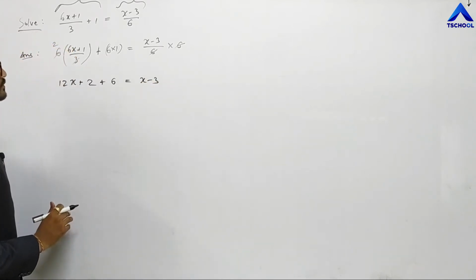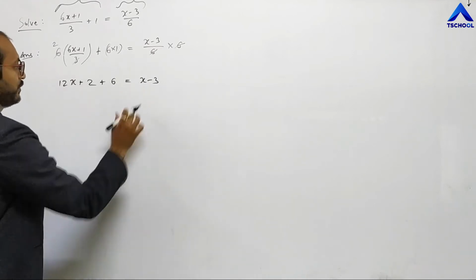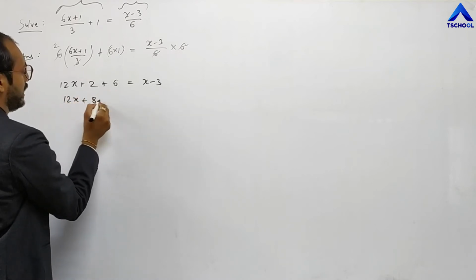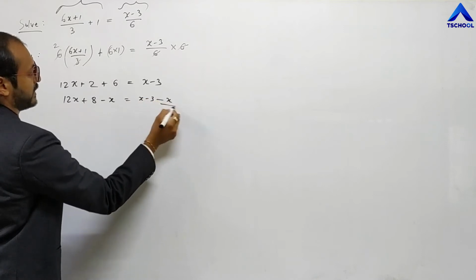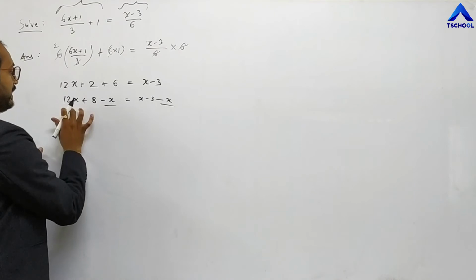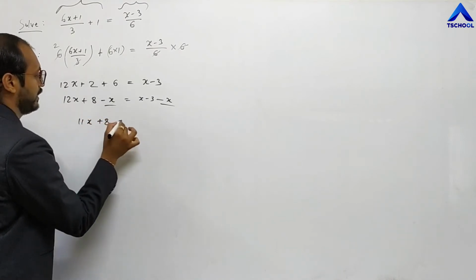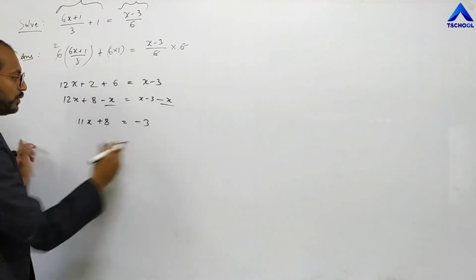Now, what is here? Let me remove this. By subtracting x on both sides, 6 plus 2 is 8, minus x equals x minus 3 minus 6. We are subtracting x on both sides to remove this x, and here is the answer: 11x plus 8 equals minus 3. Let me subtract 8 on both sides.